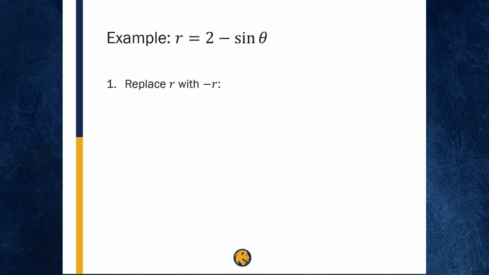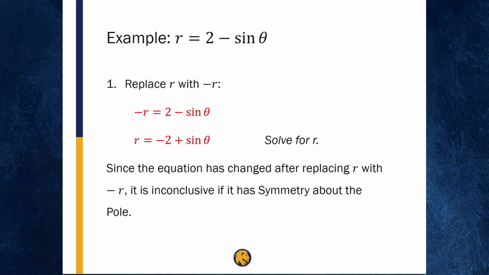Now if we replace r with negative r, it would look like negative r equals 2 minus sine theta. Solving for r, it would look like r equals negative 2 plus sine theta. So since the equation has changed after replacing r with negative r, it's inconclusive if it has symmetry about the pole.